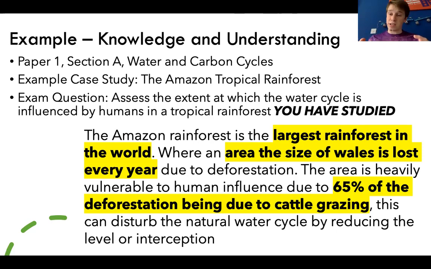An area the size of Wales is lost every year, a key fact, and that's also linking into spatial, which we'll discuss later on in the video. 65% is being lost due to cattle grazing. These are key facts that will impress your examiner because they think, yes, this person knows it, they're not making it up.